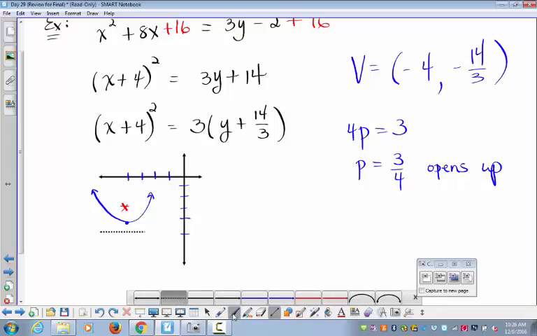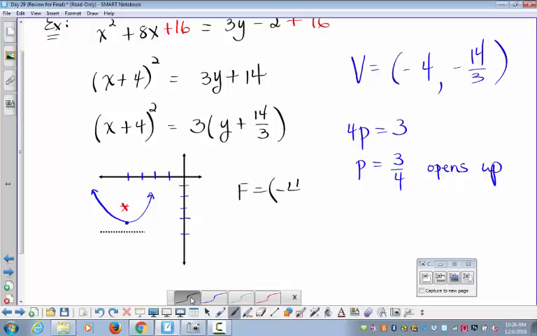So the focus first. Focus will have coordinates. What's the x value for the focus? -4, because it's on the same vertical line as the vertex, so it's got to have the same x value as the vertex.